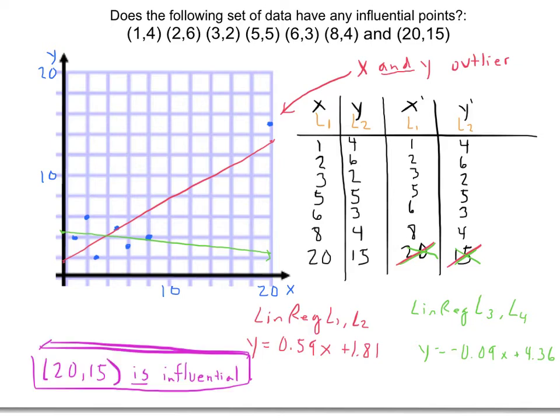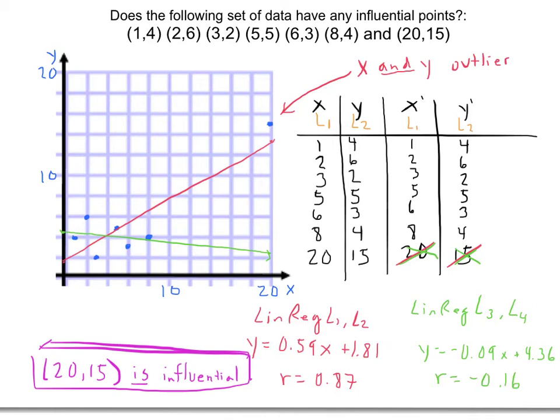Now, some of you, when you calculated the linear regression, may have had diagnostics turned on. And in addition to getting your A and your B for your slope and y-intercept in linear regression, you also got an R and an R squared. I'm just going to jot down what those are here. So there it is with that point. And here we are without.